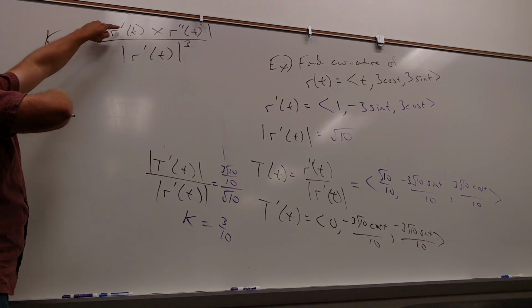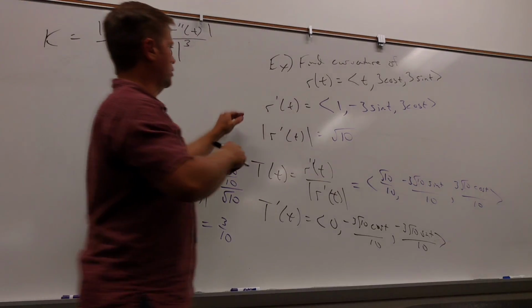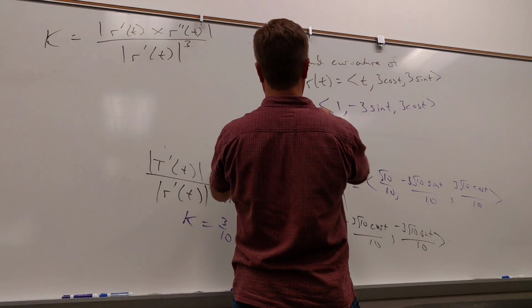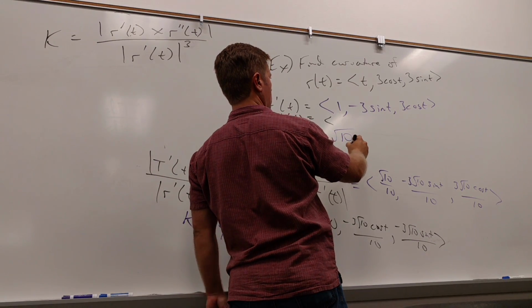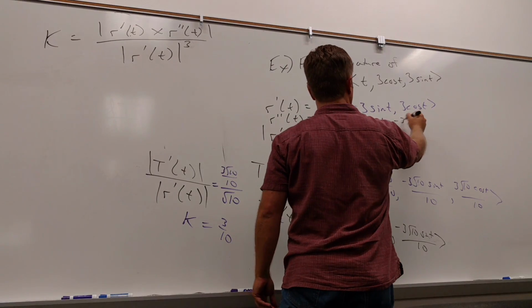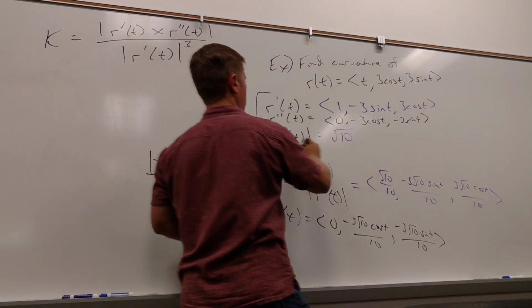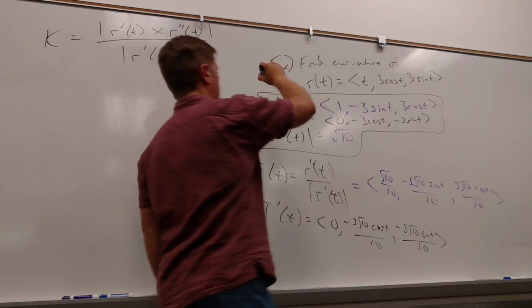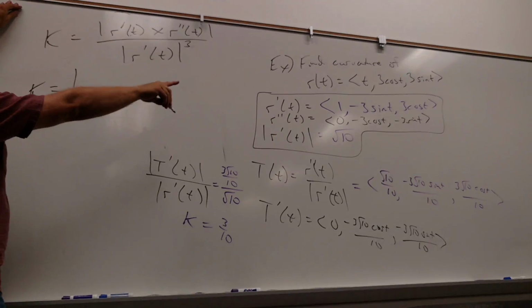So let's see. We got r prime already. We need r double prime here, right? So what would r double prime be? 0, negative 3 cosine t, negative 3 sine t. Is that cool? So we need those things. So we got r prime now.